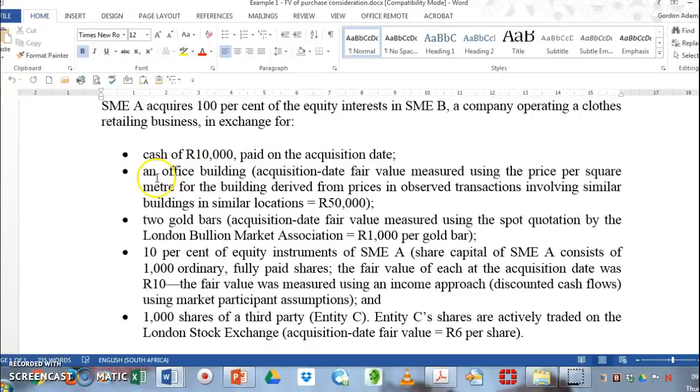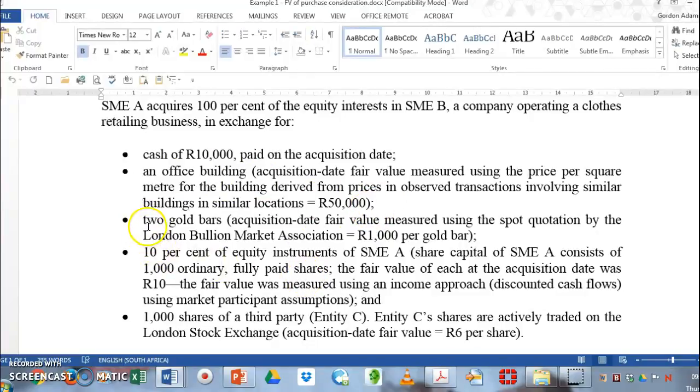Second item, an office building, acquisition date fair value measured using the price per square meter for the building derived from prices in observed transactions involving similar buildings in similar locations, equals 50,000. The important thing to remember here is that we're looking at the fair value of the asset given up, not the carrying value, not the cost, but the fair value. So based on observable prices for similar buildings, the fair value of the office building given up is 50,000.